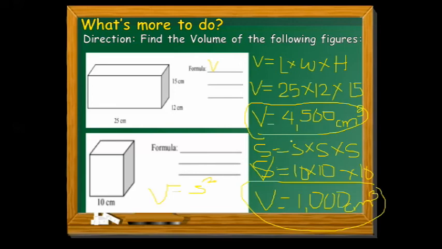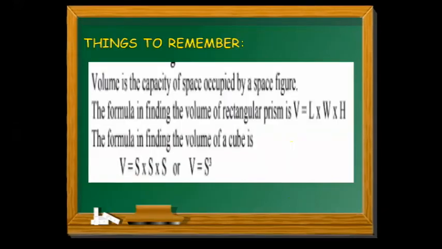Always remember, guys, the things to remember. Volume is the capacity of space occupied by the space figure. The formula in finding the volume of a rectangular prism is V equals length times width times height. The formula in finding the volume of a cube is V equals S times S times S, or V equals S to the third power, or S cubed. And that's it. I think that's all for today.